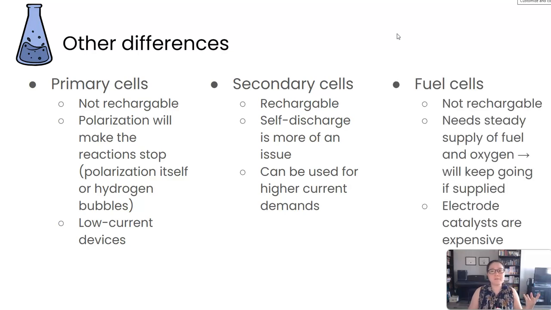And then lastly, we have fuel cells. While they're not rechargeable, you can keep on using them for as long as you provide fuel. However, the issue with fuel cells is that the electrocatalysts themselves are expensive, and sometimes you can have issues with the storing of the fuel itself as well.